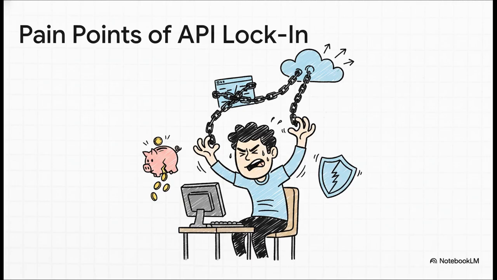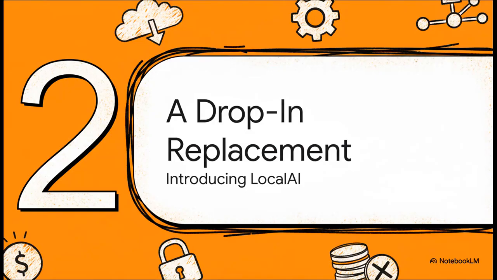Your code is literally written to speak one language, OpenAI's. So if you want to move to a local model, maybe for privacy, maybe to save a ton of money, you're looking at a huge costly rewrite. You're stuck in this constant balancing act between building cool stuff, your budget, and not leaking user data. But what if you could just unplug from the cloud without having to tear your whole app down and rebuild it? Well, that's exactly where our solution comes in.